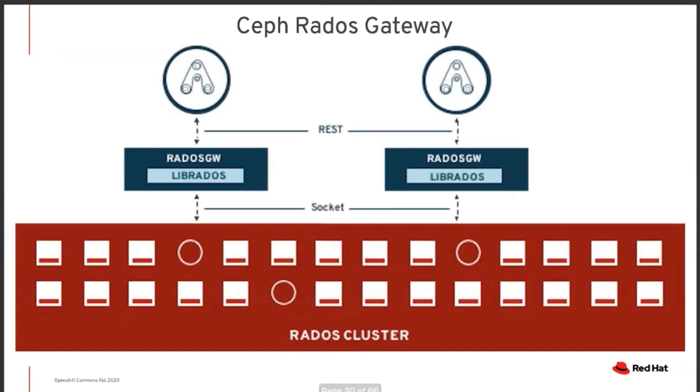The RADOS gateway connects to RADOS on the south end. It connects by using Librados, leveraging Librados. And on top, on the north end, it offers a REST API for the application to talk S3.